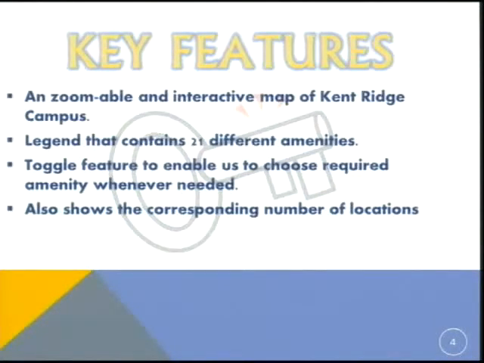And fourthly, it also shows a corresponding number of locations. What do I mean by that? For example, I'm looking for amenity ATM. So on the legend itself, you can see how many ATMs there are around NUS in total. So yeah, it gives you a rough location of how many of those things you can find around NUS itself.